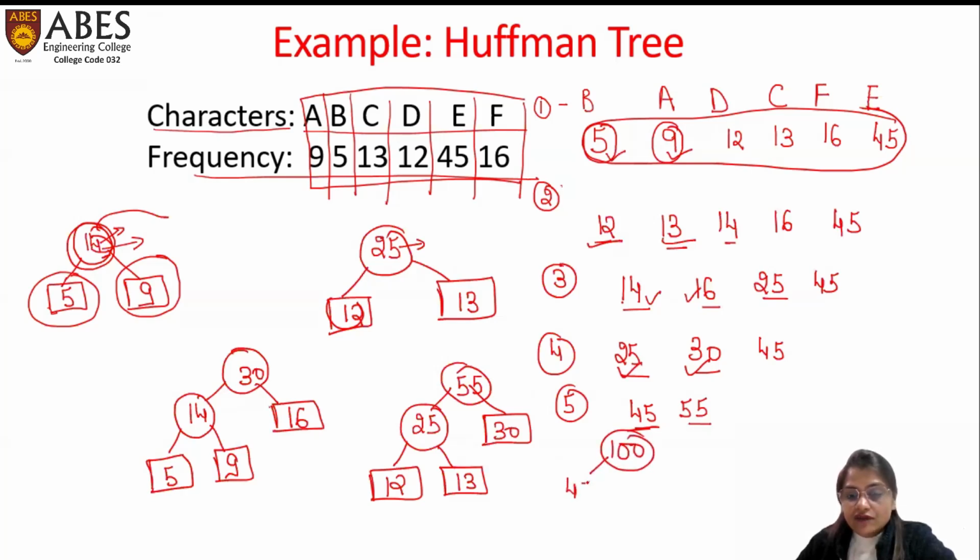45 will be reflected at the left hand side because this is the minimum, first extracted node, and the second one is 55. It will be drawn like this. 25, 30 will come here, then 12, and then 13. So this constructed tree will be our Huffman tree.